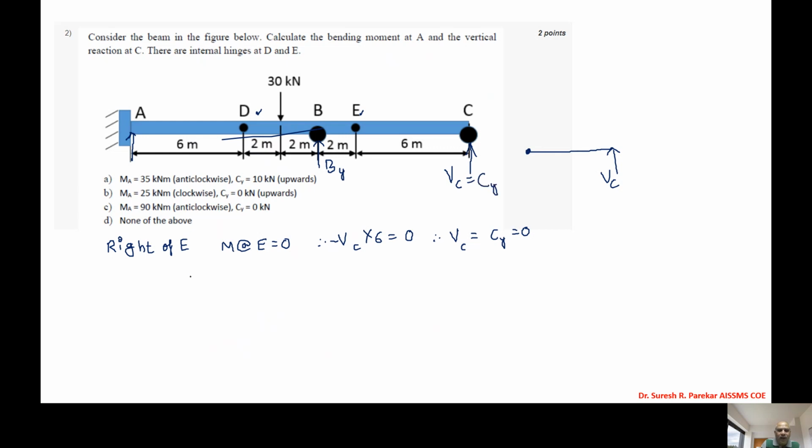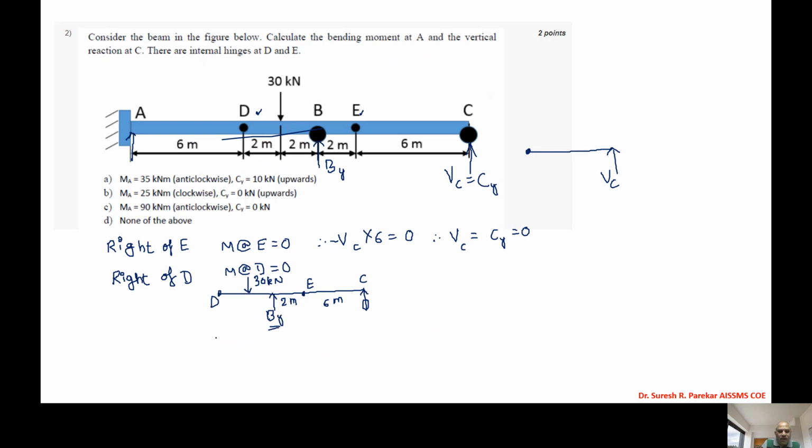Now we will take moment about D equal to 0 and we will consider the right part of D. Moment about D equal to 0. So we are going to consider this part. Then we have the internal hinge, which will be E. This is C, 6 meters. Then we have reaction B, that is BY, which is 2 meter. Then we have the load of 30 kilonewton. And this is the D hinge. We are interested first in finding BY.